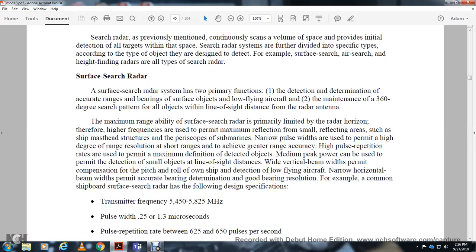The surface search radar system has the primary function of detecting and determining accurate range and bearing of surface objects and low-flying aircraft, and maintaining a 360-degree search pattern of the whole area within line of sight of the radar antenna.